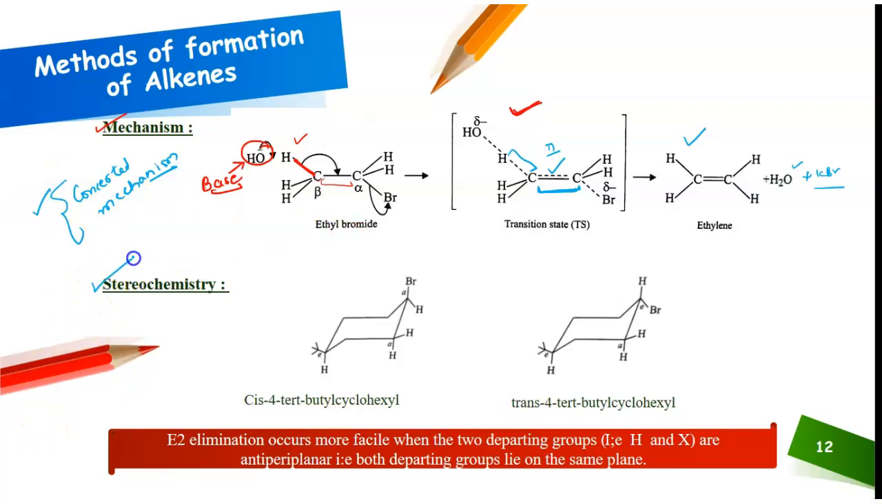Let's just discuss the stereochemistry of the same reaction. So it has always been observed that your E2 mechanism or E2 elimination reactions are much more favorable or facile when the two departing groups, that is your H and X, that is your halide over here, are anti to each other, that is they are in the anti-periplanar plane.